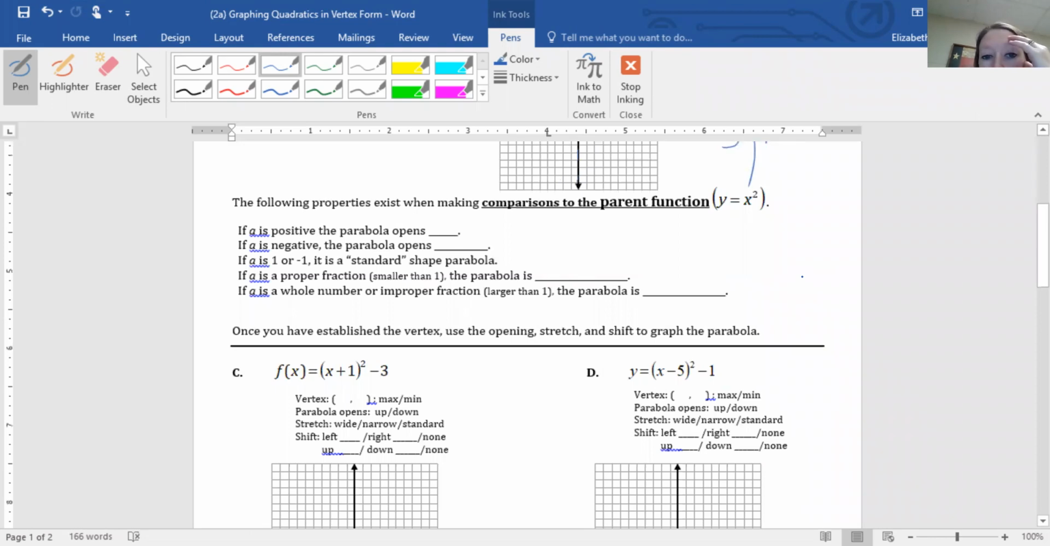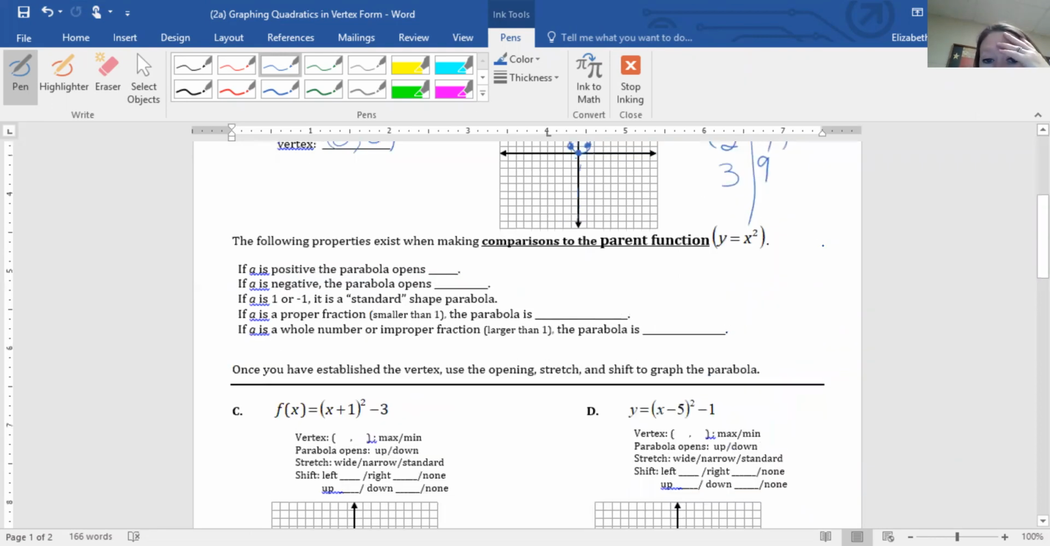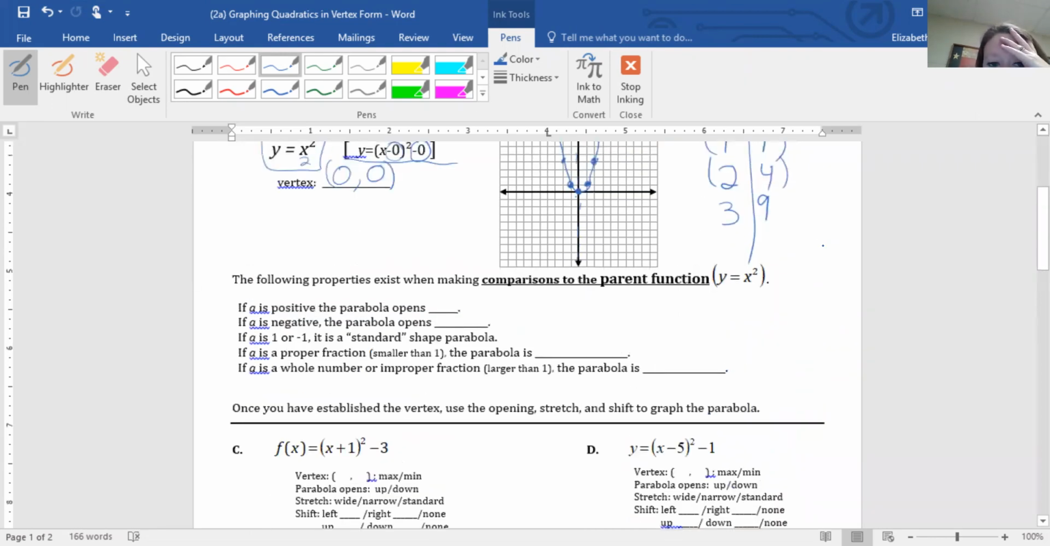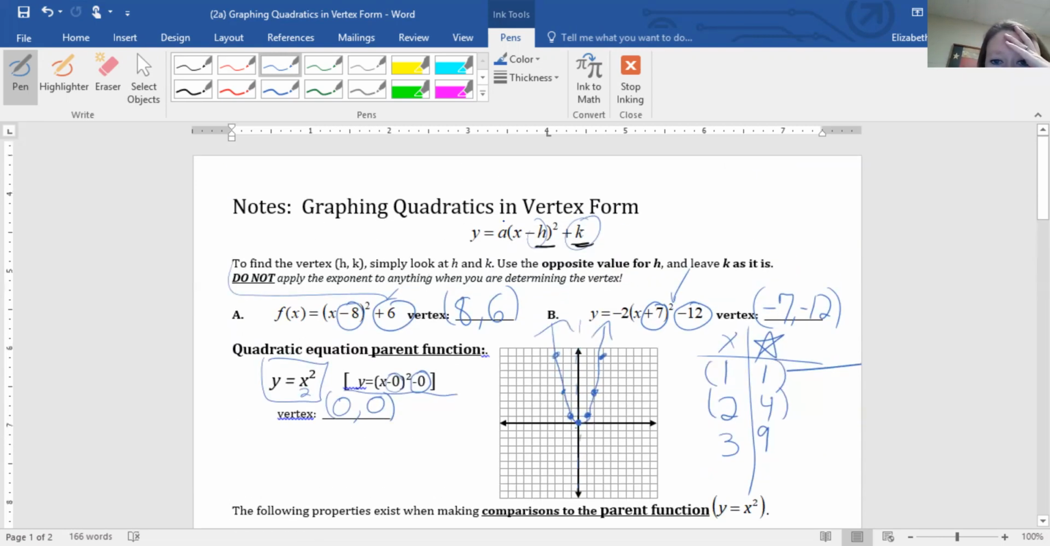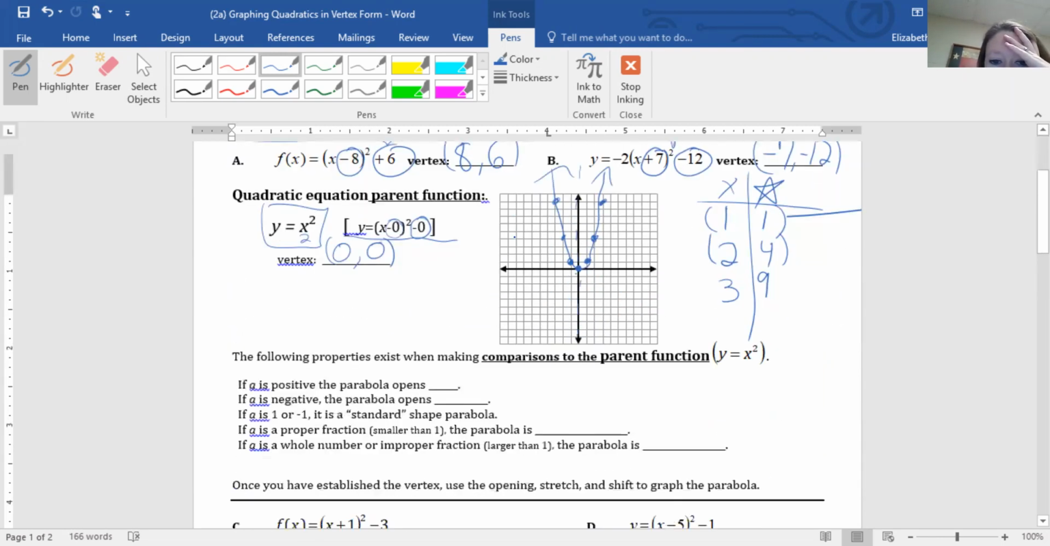Okay, the following properties exist when making comparisons to the parent function. If a is positive, looking back at this, a right here, the parabola opens up. If a is negative, the parabola opens down. If a is 1 or -1, it's a standard shaped parabola. If a is a proper fraction, smaller than 1, the parabola is wide. If a is a whole number or an improper fraction, larger than 1, the parabola is narrow.